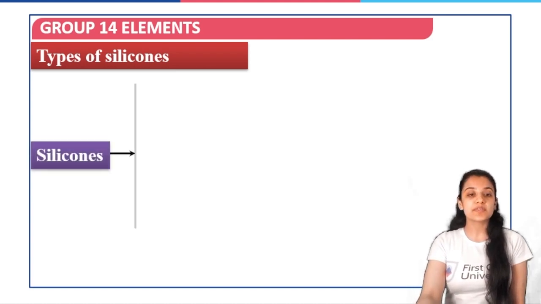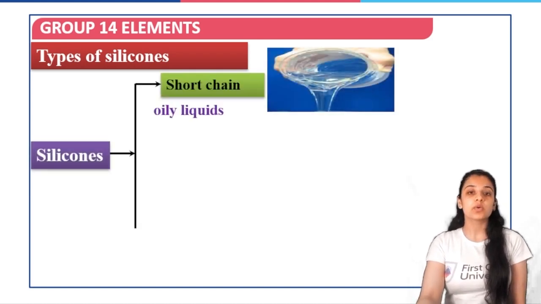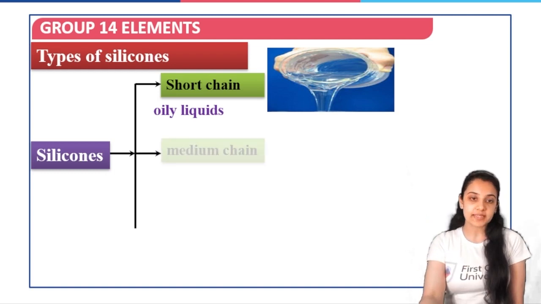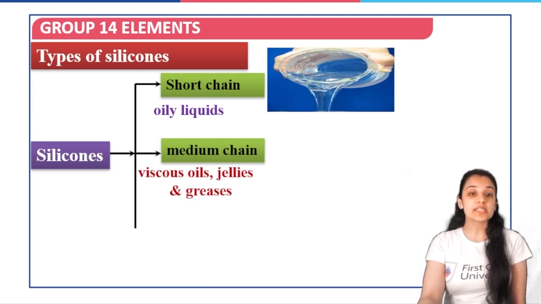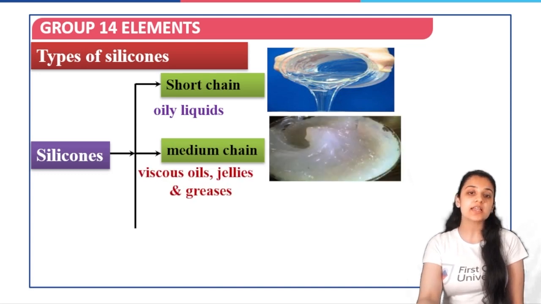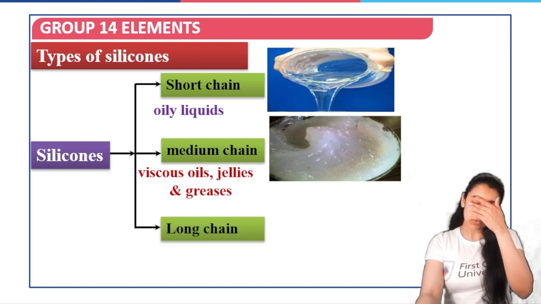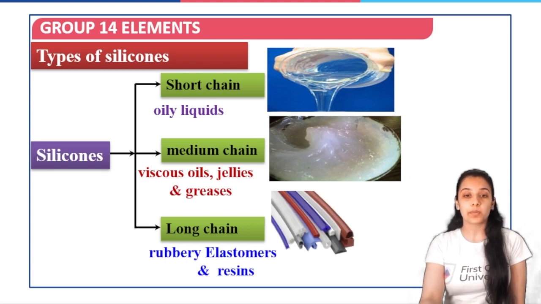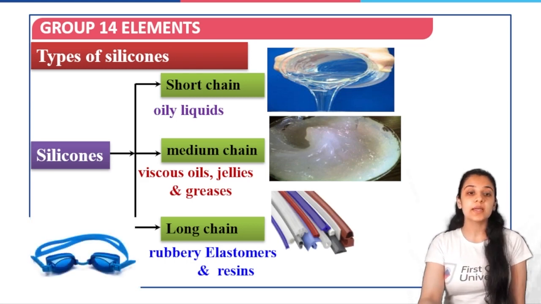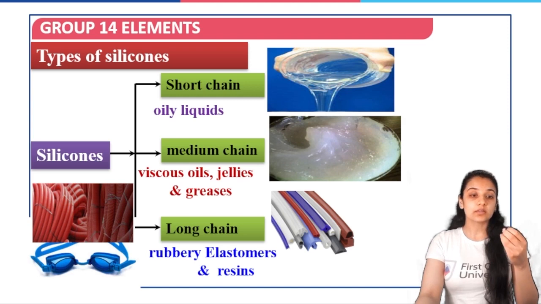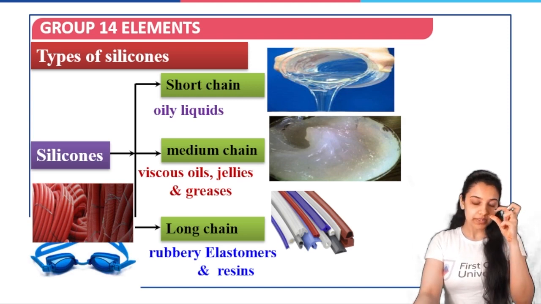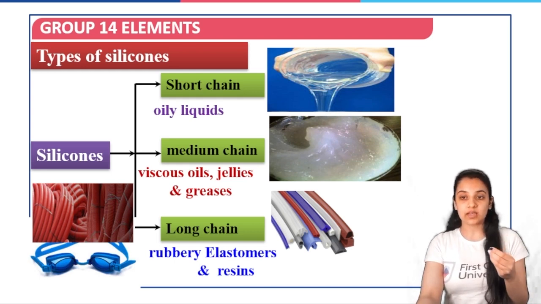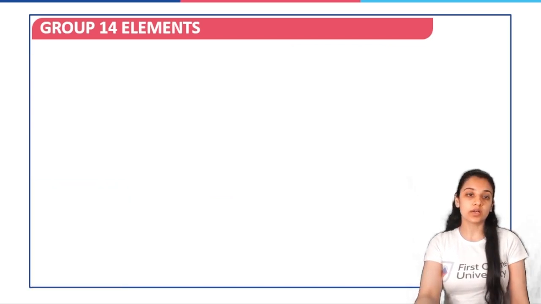Now, what are the various types of silicones? Silicones can be short chain, which exist only in the form of oils. Then you have medium chain, which are viscous oils, jellies, and greases, as you can see in the picture. And then we have long chain silicones, which are in the rubbery elastomer or resin forms, as you can see in the picture. The swimming glasses that you wear, and various pipes which are elastomer-like material, these are all silicones only.